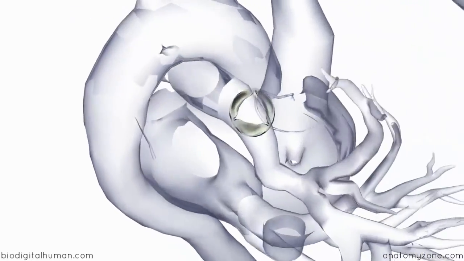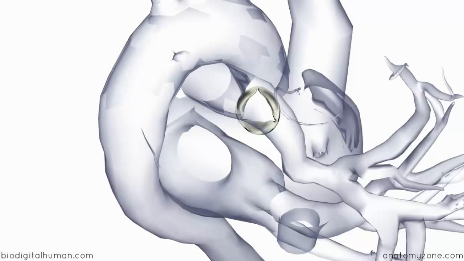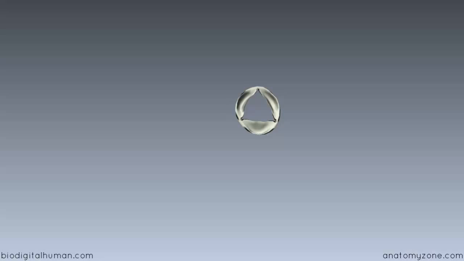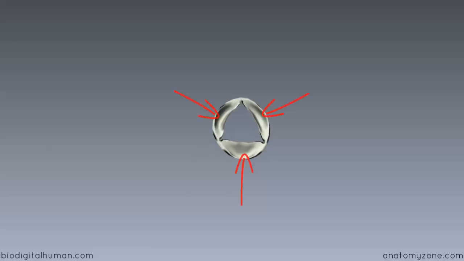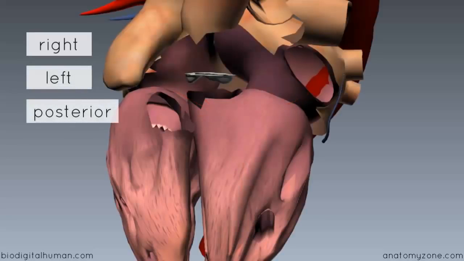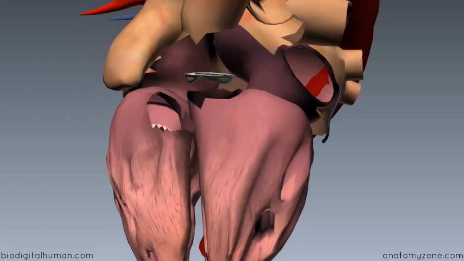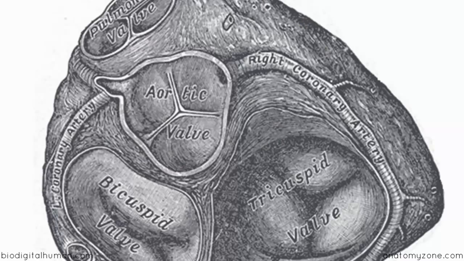So I've just isolated that valve here, and you can see that it's similar in structure to the pulmonary valve. You've got these three semilunar cusps, and you've got a right, a left, and a posterior cusp. What's important to talk about is the relationship of this valve to the coronary arteries. Immediately above the aortic valve, on the right and left, you've got the right coronary artery and the left coronary artery. These arteries open in the sinuses of the right and the left semilunar cusps.